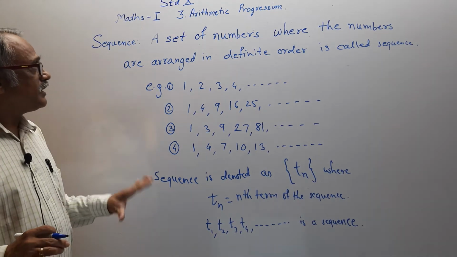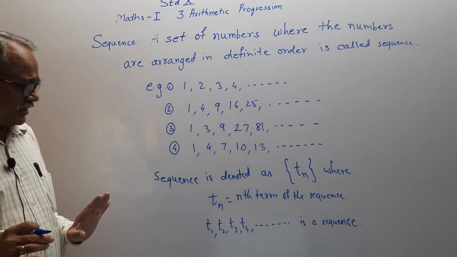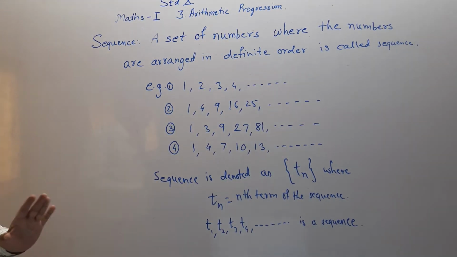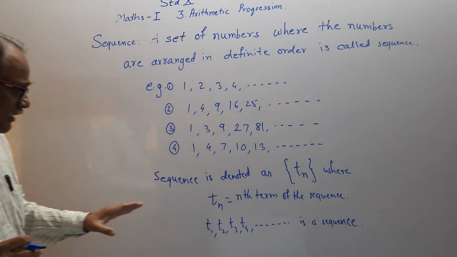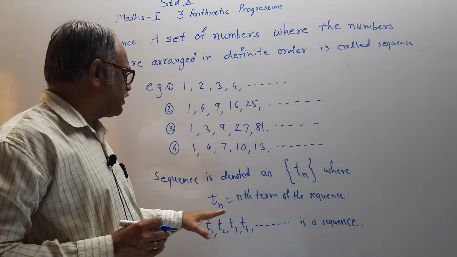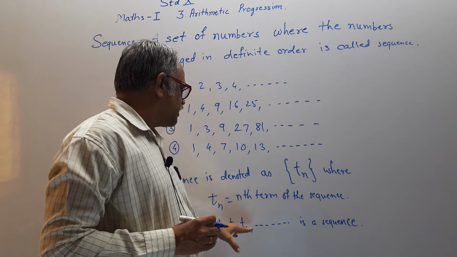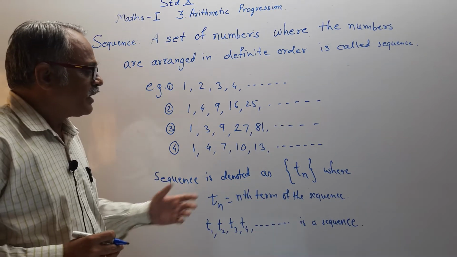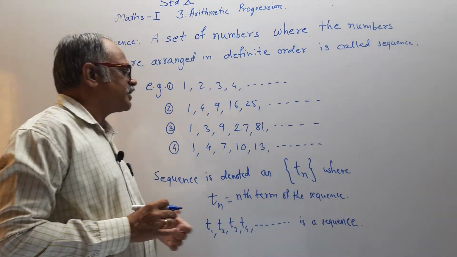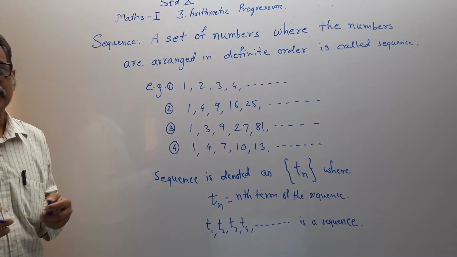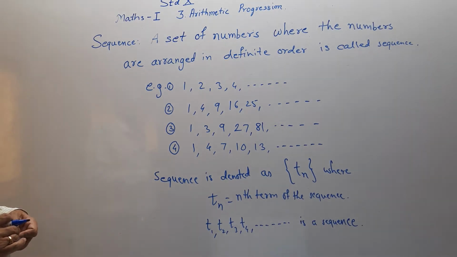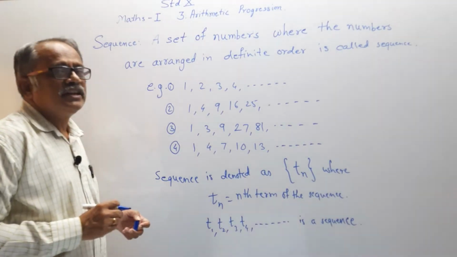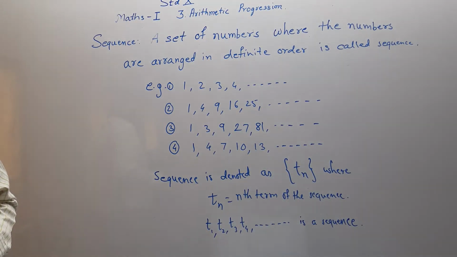Now after learning this, we are not to learn details about sequences. We have to learn only and only about arithmetic progression, because everything will come from arithmetic progression. Consider a sequence in which T2 minus T1, T3 minus T2, T4 minus T3, Tn plus 1 minus Tn, that is, from the next term the previous term is subtracted. If that difference is the same, then it is called a sequence with common difference. And a sequence with common difference D is called an arithmetic progression.